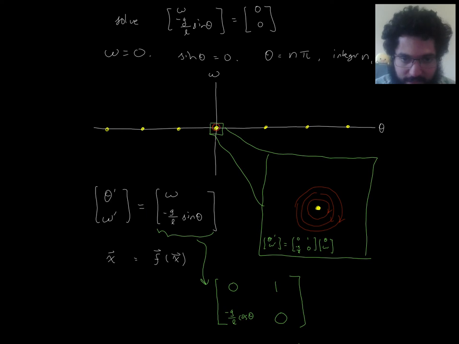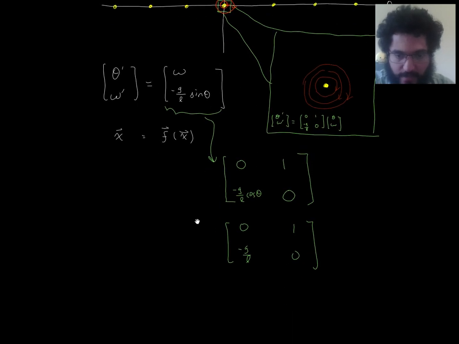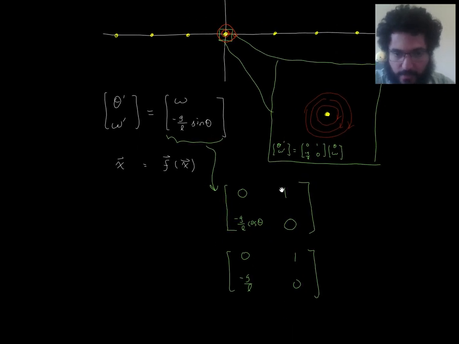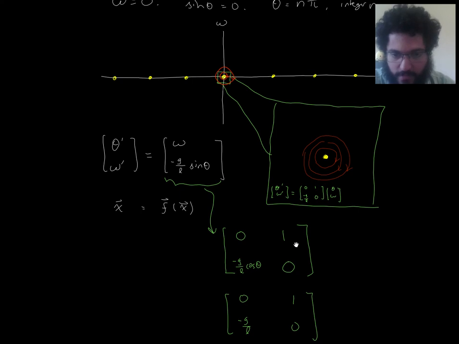So here I expect to see this picture, at least nearby. And then maybe elsewhere there's some weird crazy stuff going on, right? But at least nearby I expect to see this. Now I actually get the same. So how did I get this matrix, 0, 1, negative g over L, 0? I got that by evaluating this, the so-called Jacobian matrix at theta equals 0, omega equals 0. For the other points, I would do the same thing, but I would evaluate at those other points.